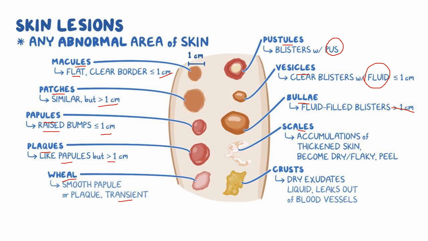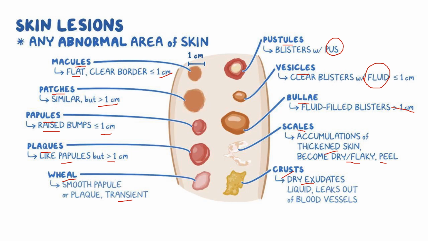They are accumulations of thickened skin which become dry or flaky and they peel off. That's called scale. You can see it in psoriasis. What about a crust? They are dry exudates, like you saw, say honey-colored crust, which is seen in impetigo.